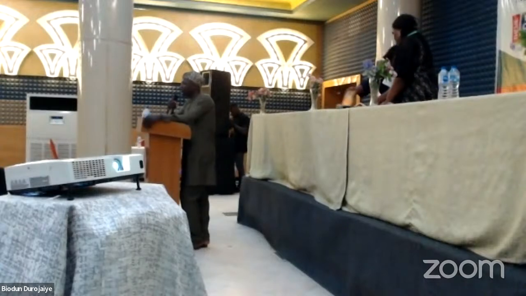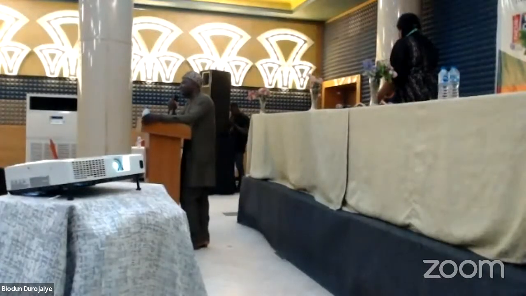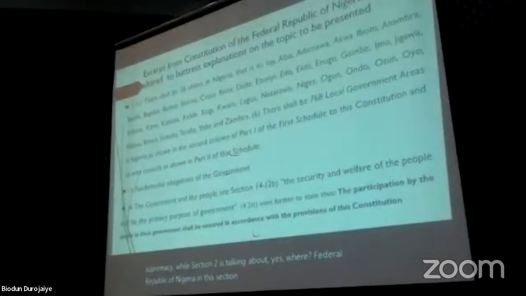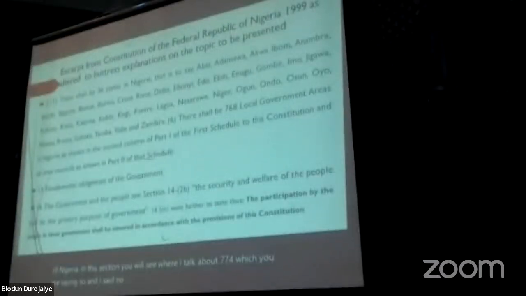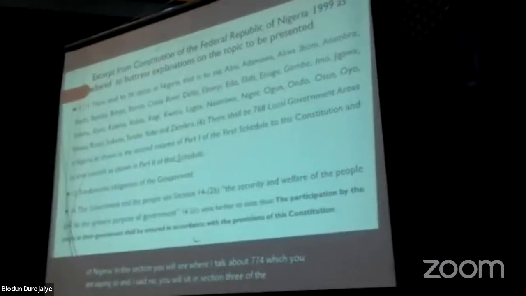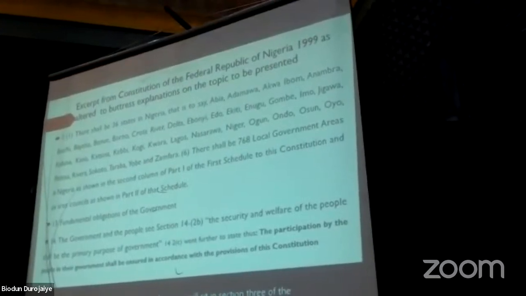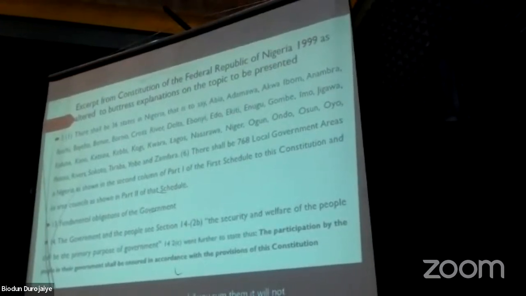Section 1 of the Nigerian Constitution is talking about supremacy, while Section 2 says we're a Federal Republic of Nigeria. In Section 3, you will see where I talked about the 774 which you are saying, and I said no. You will see it in Section 3 of the Nigerian Constitution, because we have 36 states, and if you sum them, it will not give you that 774. Take each state and begin to sum it, which is in the 4th Schedule of the Nigerian Constitution.